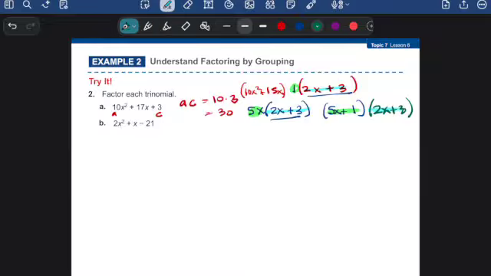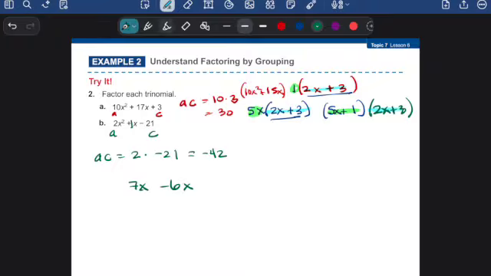Okay, let's try part B. Identify A and C. So A times C is going to be 2 times negative 21. AC is going to equal negative 42. So now we're going to factor negative 42, and it needs to give me a sum of 1. So negative 42, it's going to be pretty close, right? 7 and 6, they need to be one away. So our factors will be 7 and 6. One of them needs to be negative. Well, then our 6 needs to be negative. Okay, then they each become a linear term.